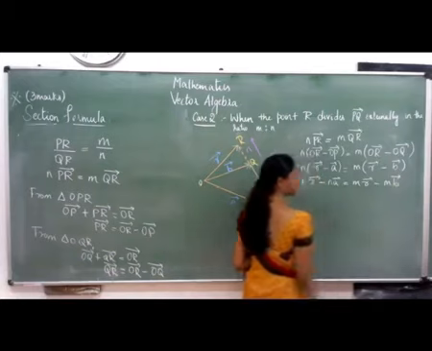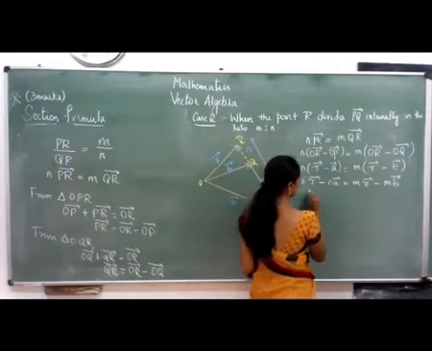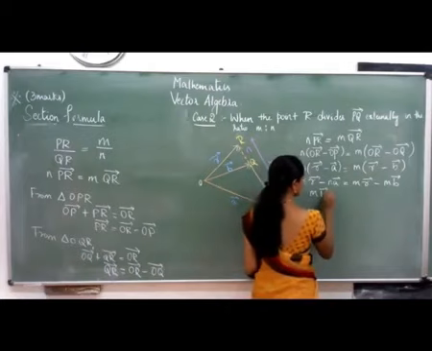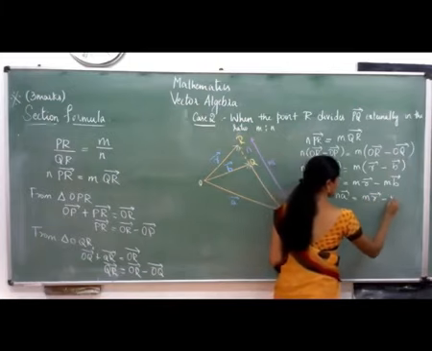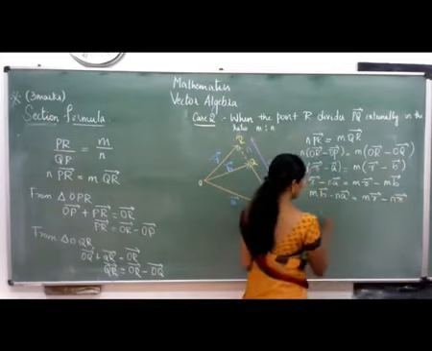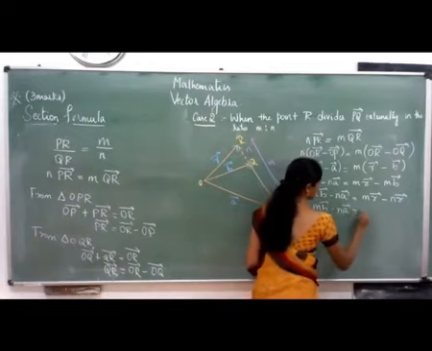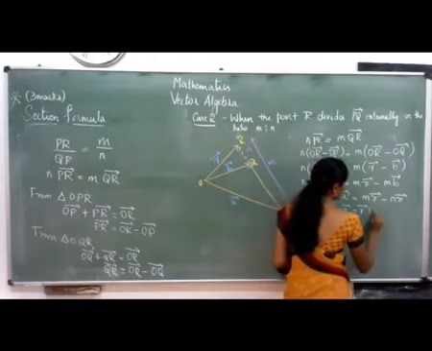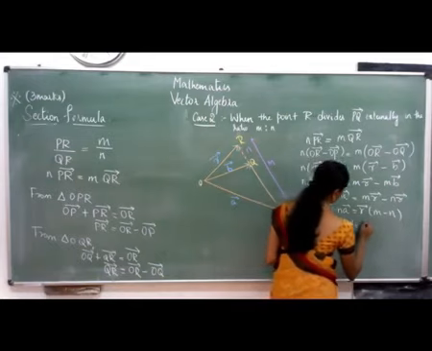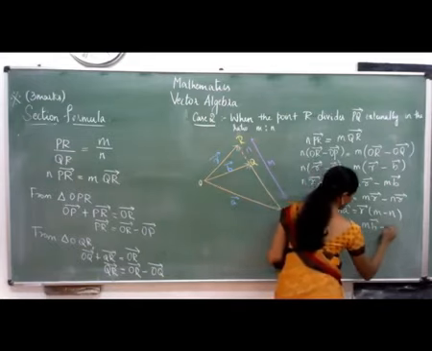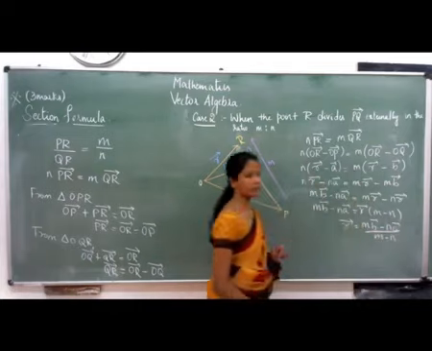Again, group all the r vectors to one side. So m into vector b minus n into vector a is equal to m into vector r minus n into vector r. Therefore, m into vector b minus n into vector a is equal to, taking vector r common, m minus n. Therefore, we can write vector r is equal to m into vector b minus n into vector a, divided by m minus n.